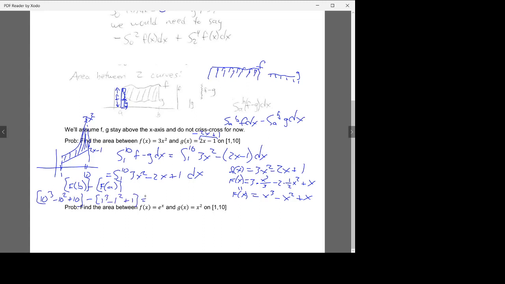So that's 900 plus 10, 910. Minus 1 is 0, so just 1. So 909 in this case. Pretty good size area.